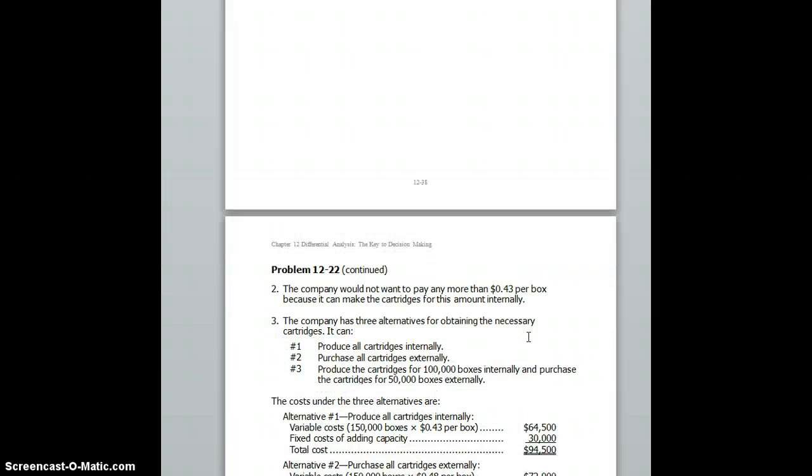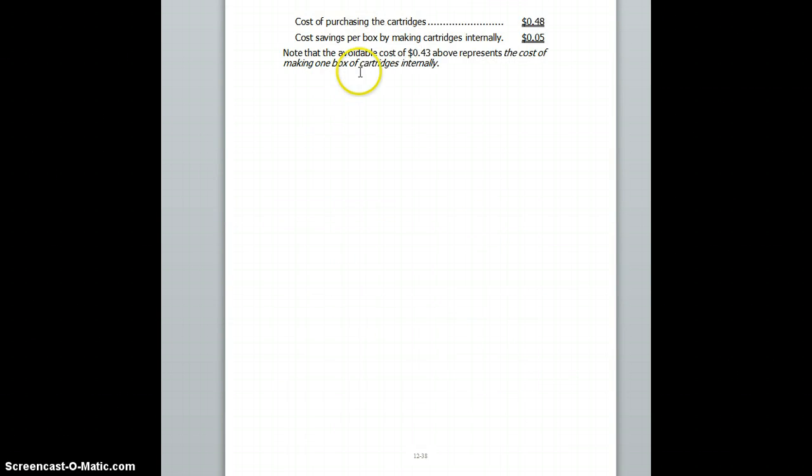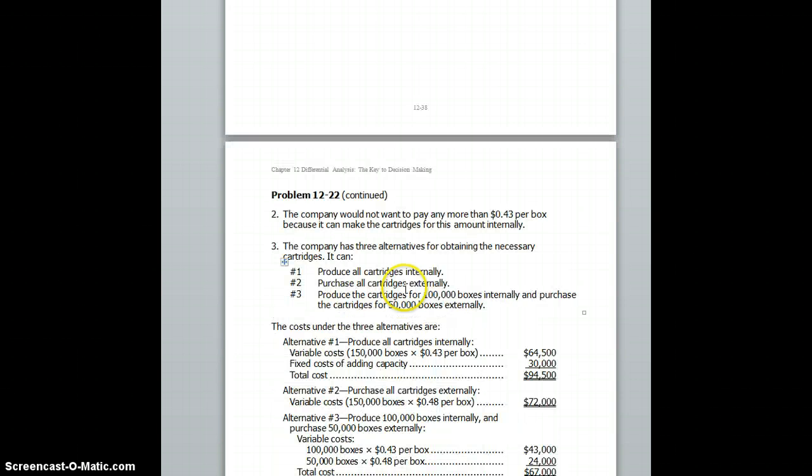Part 2 of the problem asks us, what is the maximum price Bronson should be willing to pay the outside supplier per dozen cartridges? That would be the 43 cents per box. That 43 cents per box represents the total cost of making one box of cartridges internally.